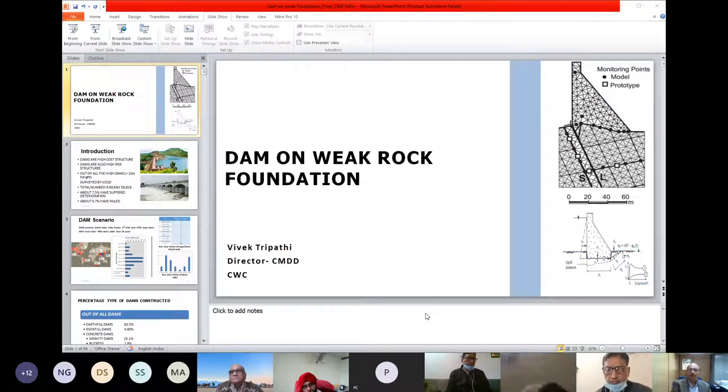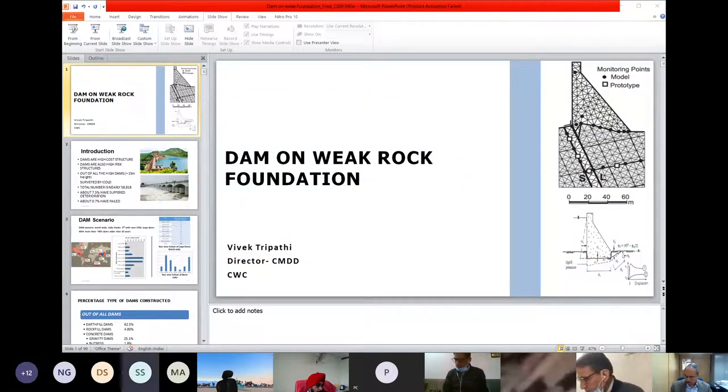As per worldwide failure of large dams, these are in chronological order. Year wise, you can see total 202 large dams had failed. And in the Indian scenario, these are the large dams in India. India ranks third with over 5,700 large dams, with more than 90% of dams older than 25 years. So these are the percentage wise types of dams constructed out of all dams. Earth fill dams are 62.5%, rock fill 4.8%. So we are seeing that earth dams are more in number.